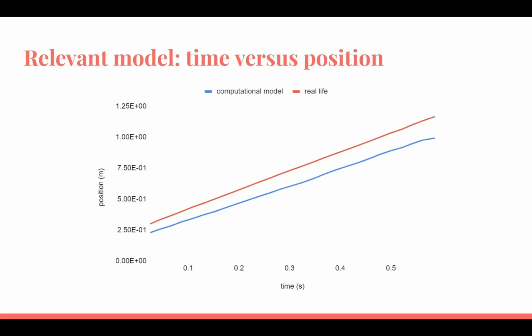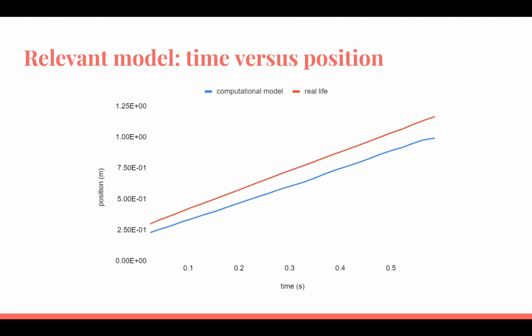So this is a position versus time graph of the computational and real life model. And as you can see, the real life model is moving at a quicker rate than the computational model. And this can be seen in the slope. Change in position over change in time equals velocity. So the velocity is steeper in the real life model.